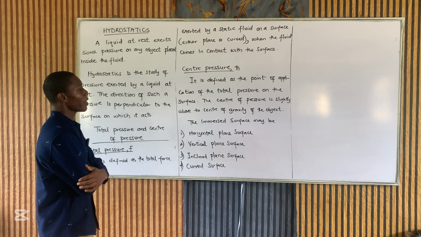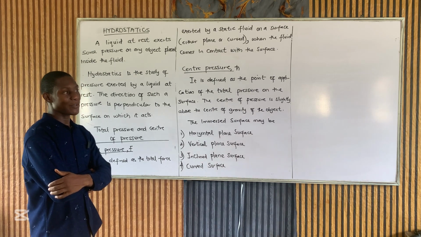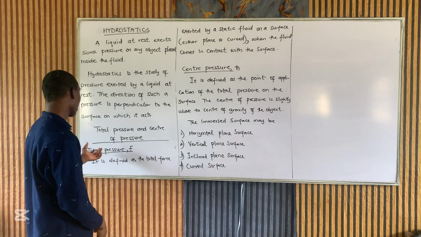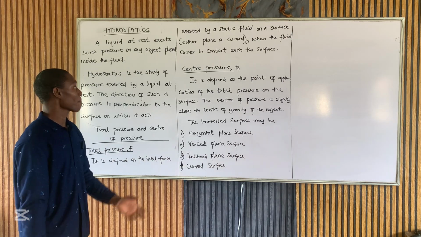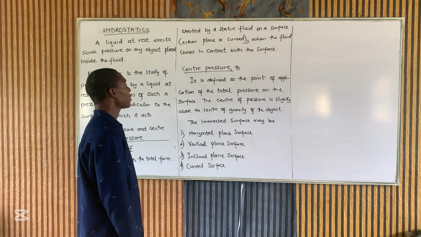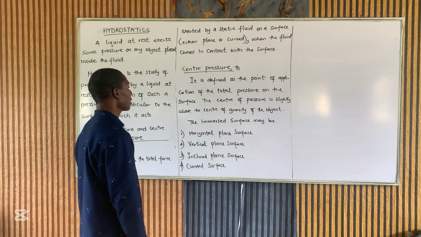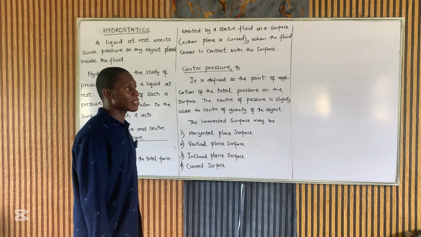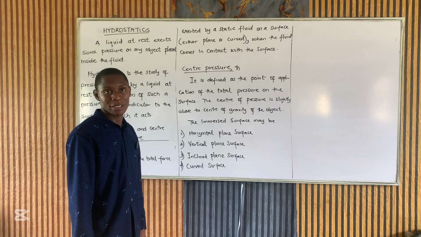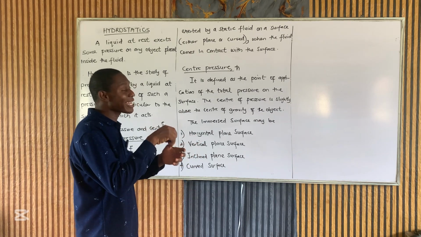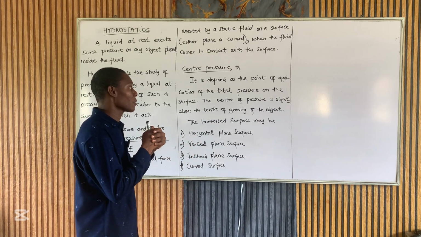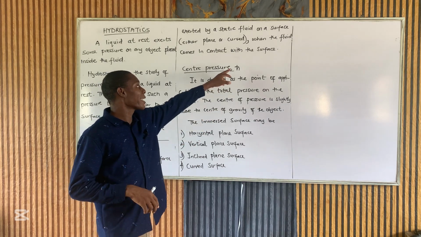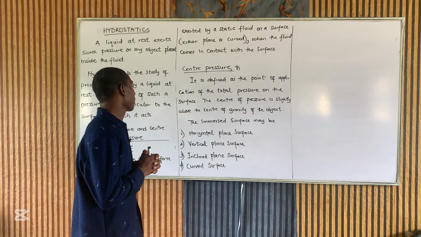So when this fluid comes in contact with this surface, it exerts a force on that surface, and that's what we're looking at and we call total pressure. And then we have what we call center of pressure. It is the point of application of the pressure force, where the pressure force is actually acting. That is what we call center of pressure, and it's denoted by H bar.